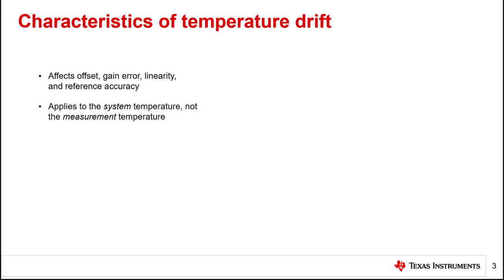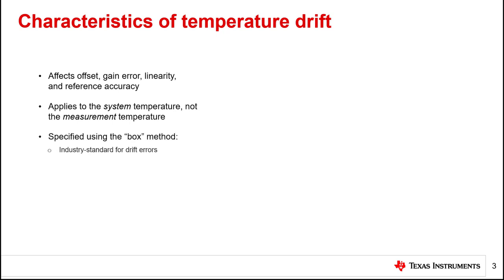Another important consideration for temperature drift errors is the temperature range. Temperature drift depends on changes in the system temperature, not the measurement temperature. The system temperature applies to the signal chain, including the ADC, amplifier, and reference resistor, while the measurement temperature applies to the actual RTD sensor.